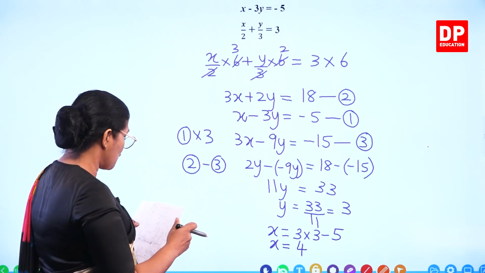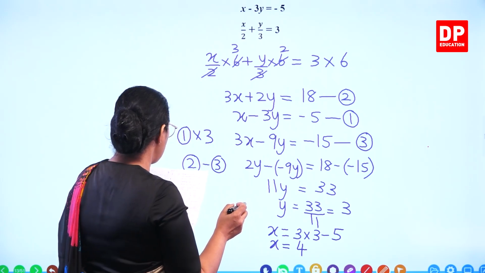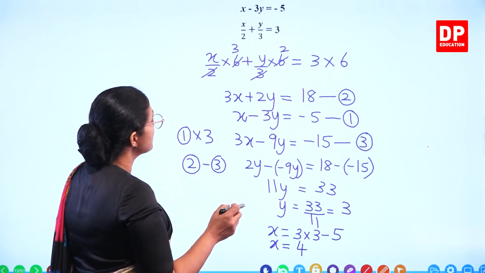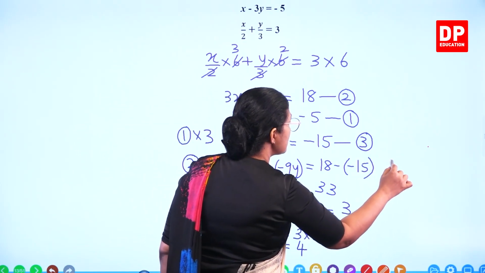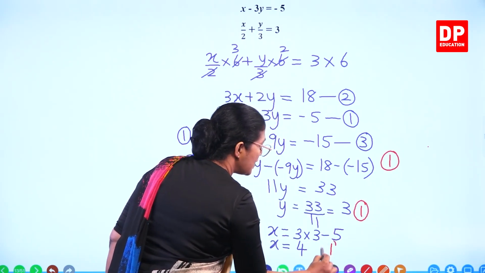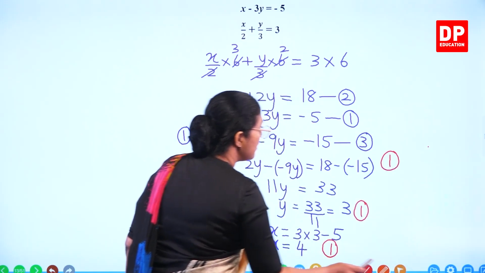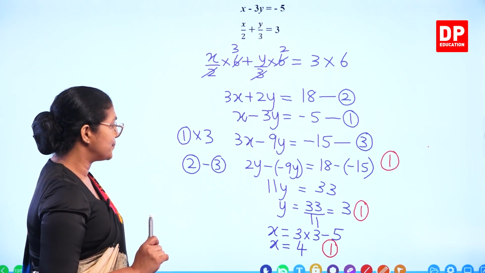So how many marks for that part? So you get 3 marks altogether. Solving everything: the process will give 1 mark, finding the y value 1 mark, and finding the x value 1 mark. So we have given altogether 10 marks for this question as well.